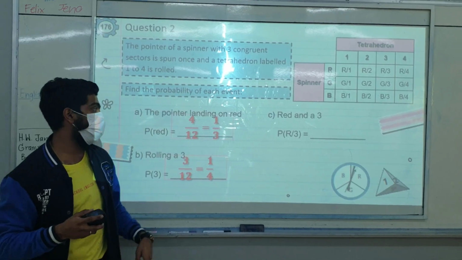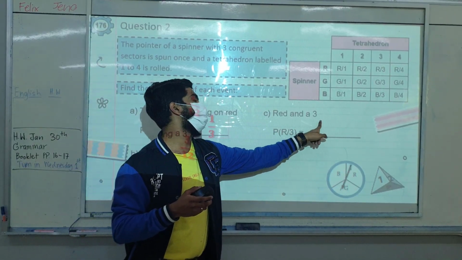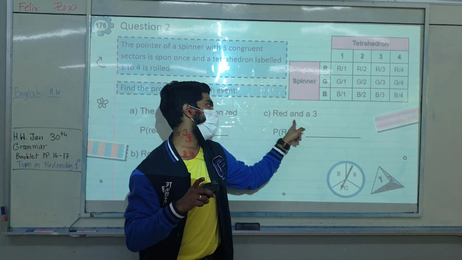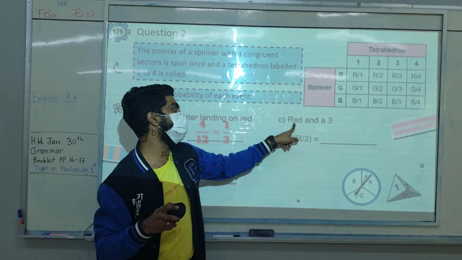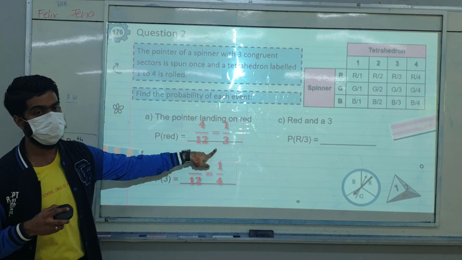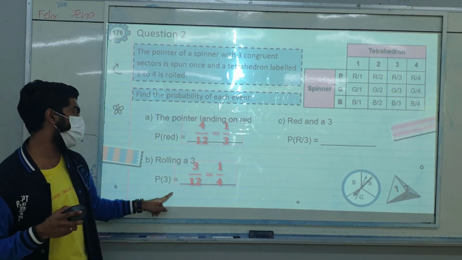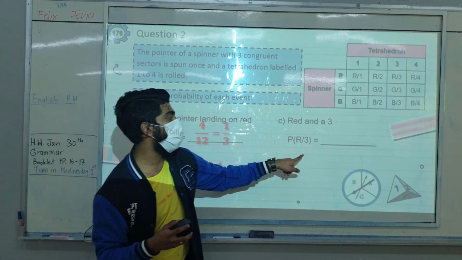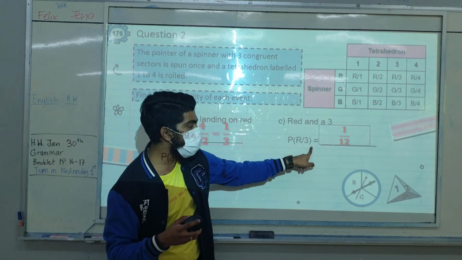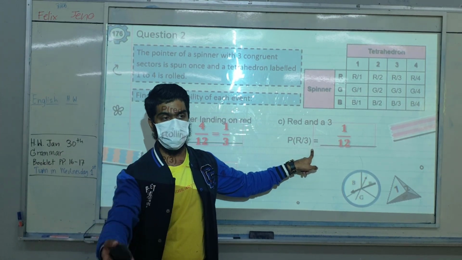Alright? Next one. A red and a 3. Now do you guys remember what do we mean by and in probability? Multiply. So what is the probability of getting red? It is 1/3. What is the probability of getting a 3? 1/4, right? So we'll have 1/3 times 1/4 will give us 1 over 12.